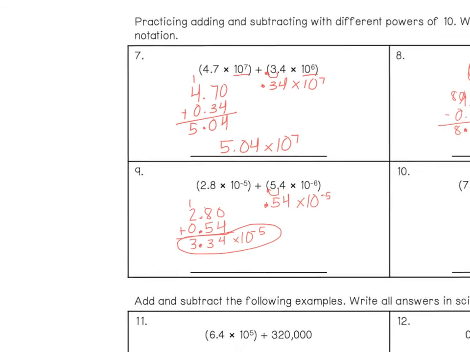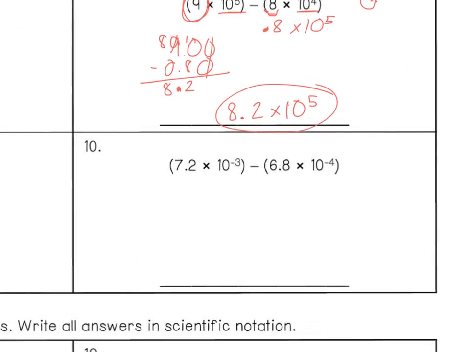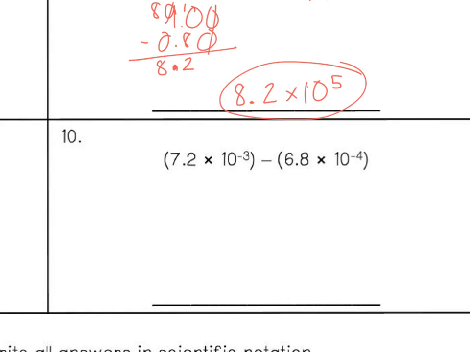All right. Next question. We have 7.2 times 10 to the negative 3rd and 6.8 times 10 to the negative 4th. I think I'm going to change this one again and make it negative 3, so I only have to move my decimal to the left 1. So we have 7.2, and then we have 0.68 times 10 to the negative 3rd.